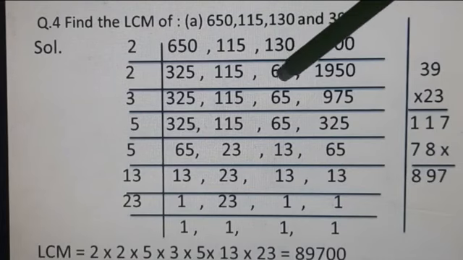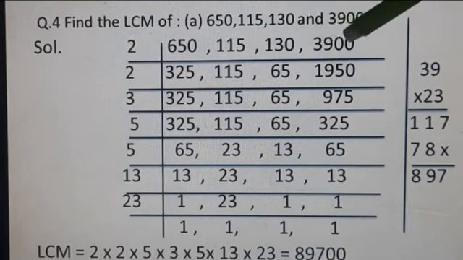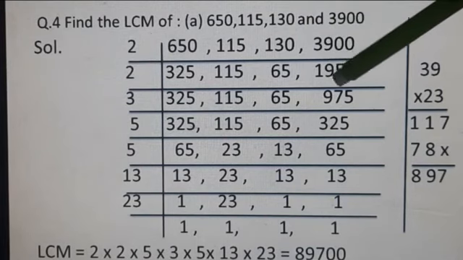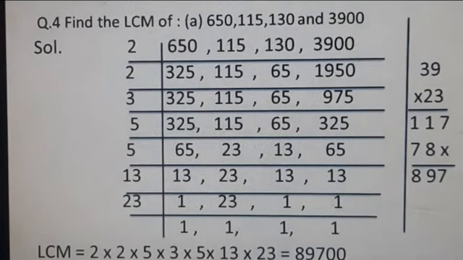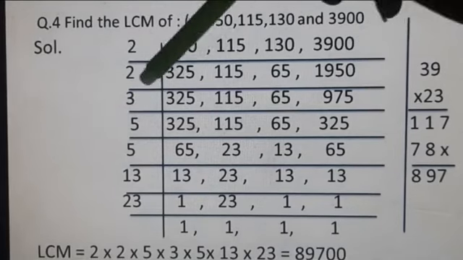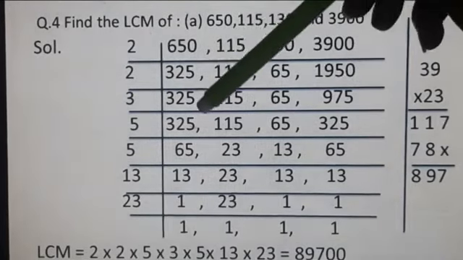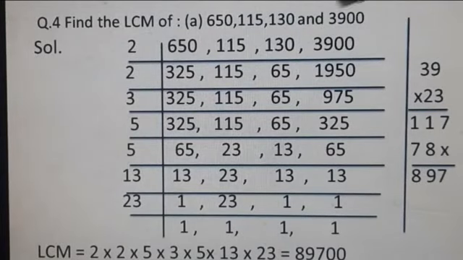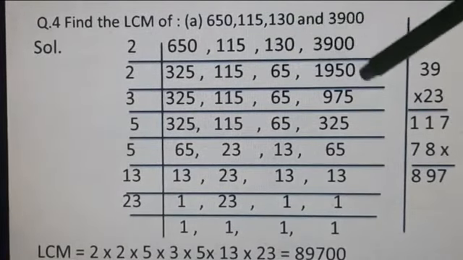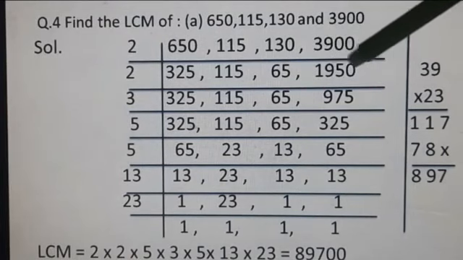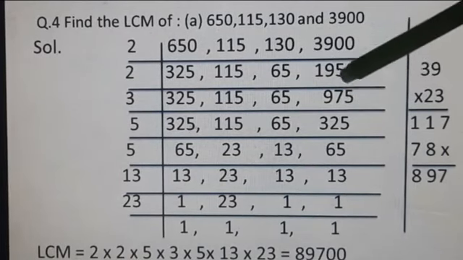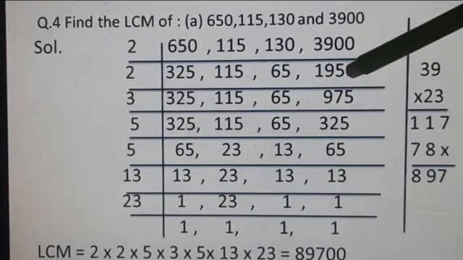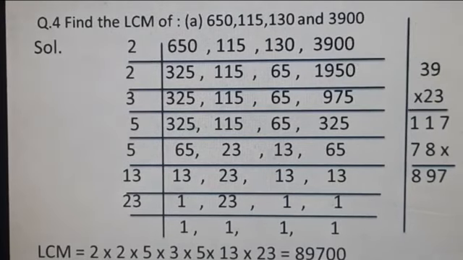130. 2 6s are 12 and 2 5s are 10. Now here 3900, 2 1s are 2, 2 9s are 18, 2 5s are 10 and 0. Again with 2, 325, 115, 65, these are not divisible by 2, so we will write down these. And now 1950, 2 9s are 18, 2 7s are 14, 1 बच जाएगा ना, 10 हो जाएगा, 2 5s are 10. Now there is no any even number.